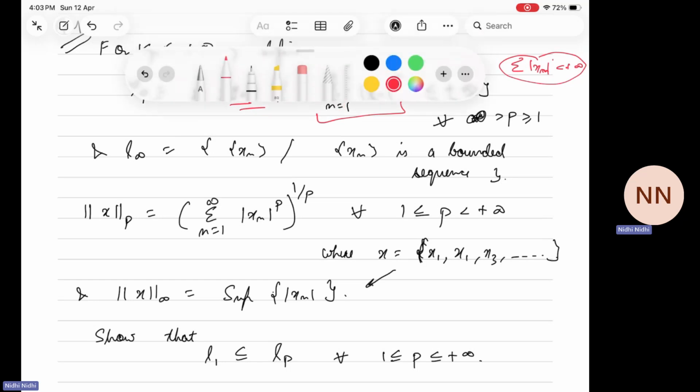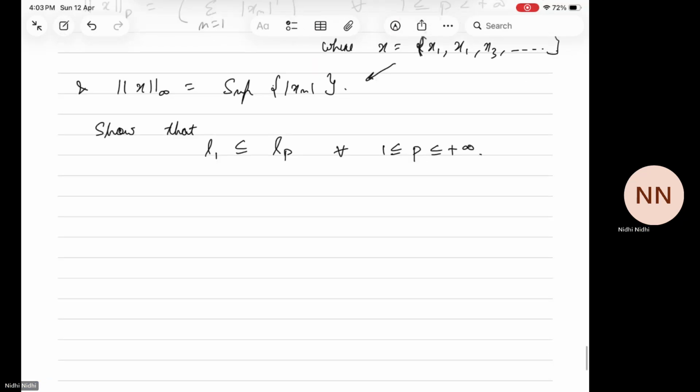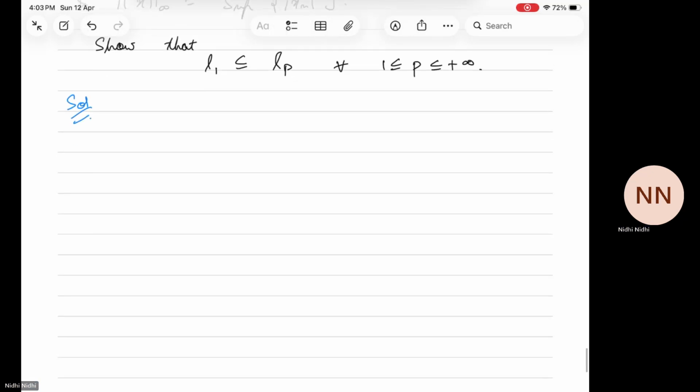I hope this is clear how we define the LP space and the norm over those spaces. These are called sequence spaces because the vectors in this space are actually sequences. We start with the first case, p equals infinity. So we claim that L1 is a subset of L infinity.